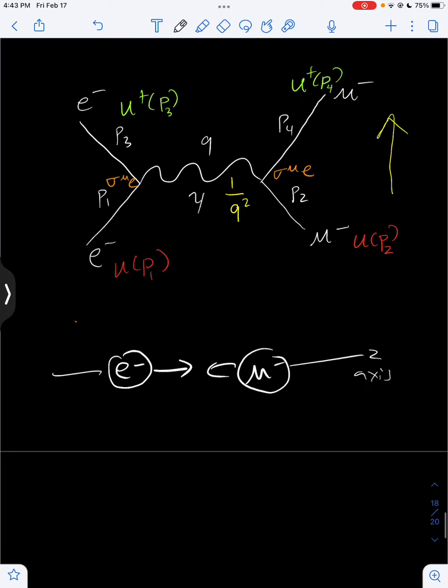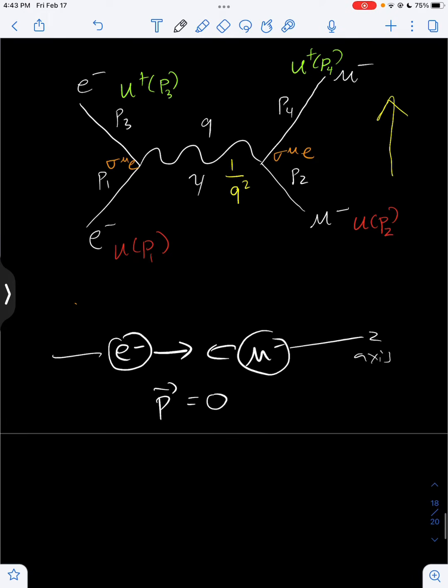And since they're moving towards each other, the total 3-momentum is going to be equal to 0. The reason it's 0 is because each particle has a negligible mass, and they're moving with the same speed, the speed of light, in opposite directions, I should say. So the combined 3-momentum is going to be 0.